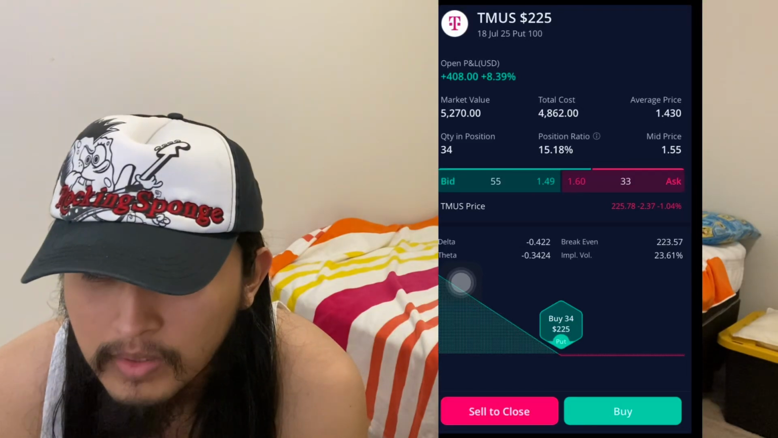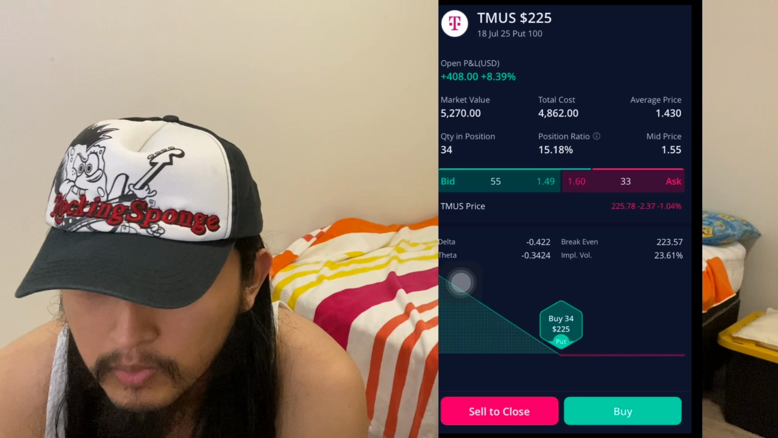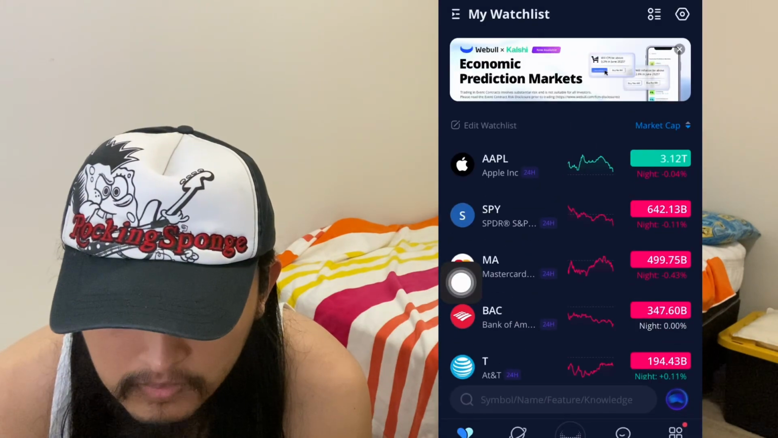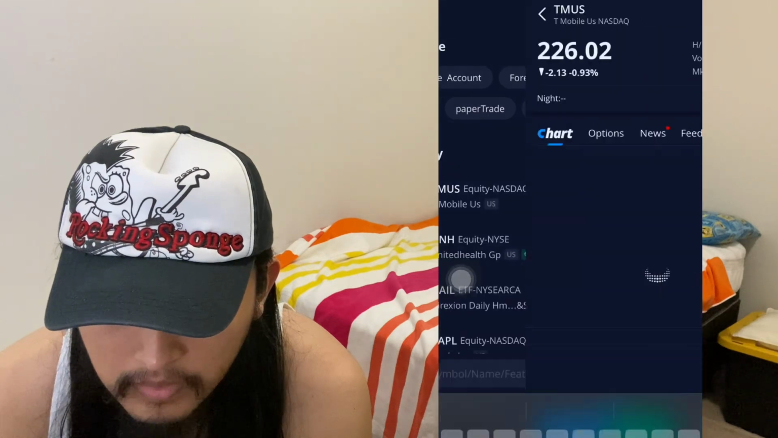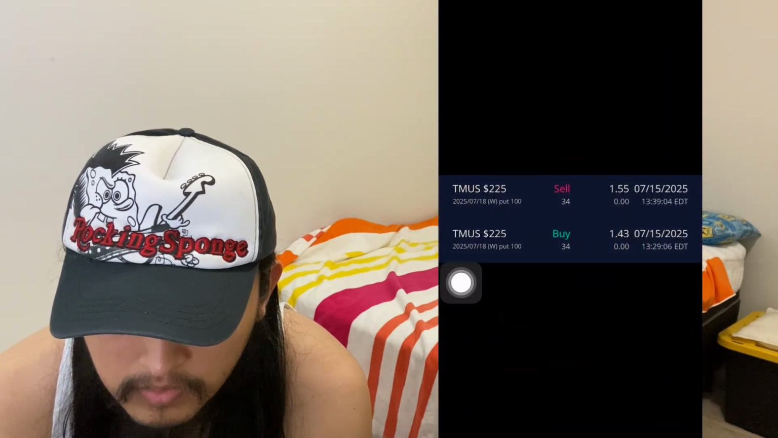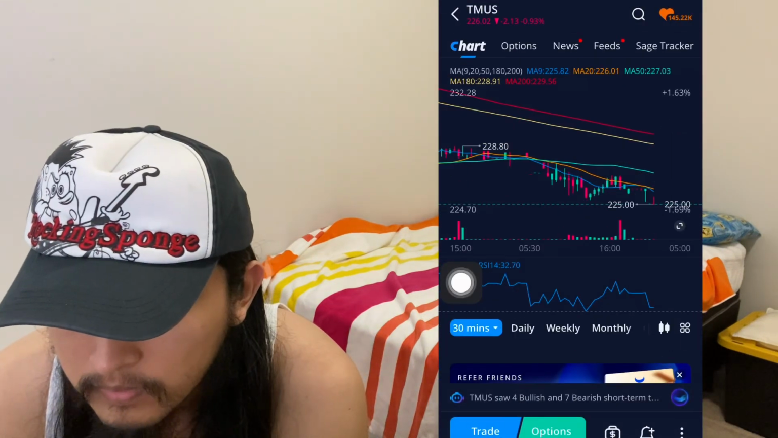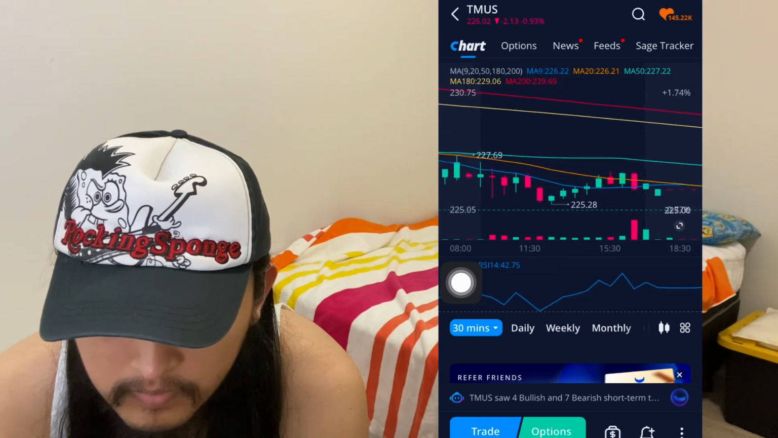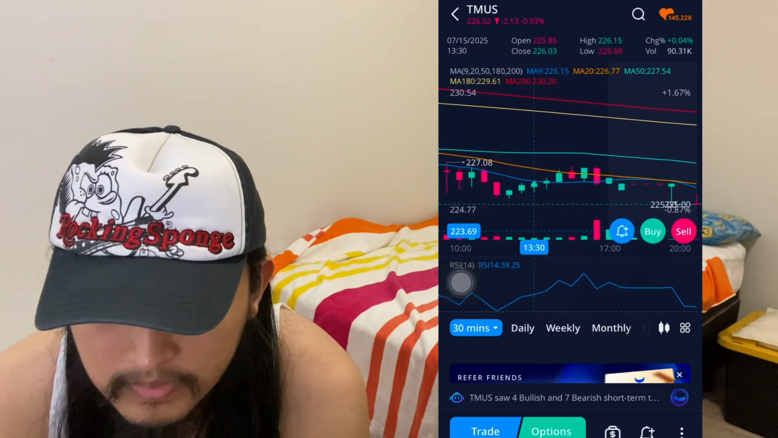So how did I make $408 trading T-Mobile put options? Looking at T-Mobile at 1329 on the 30-minute time chart, which is this candle right here.